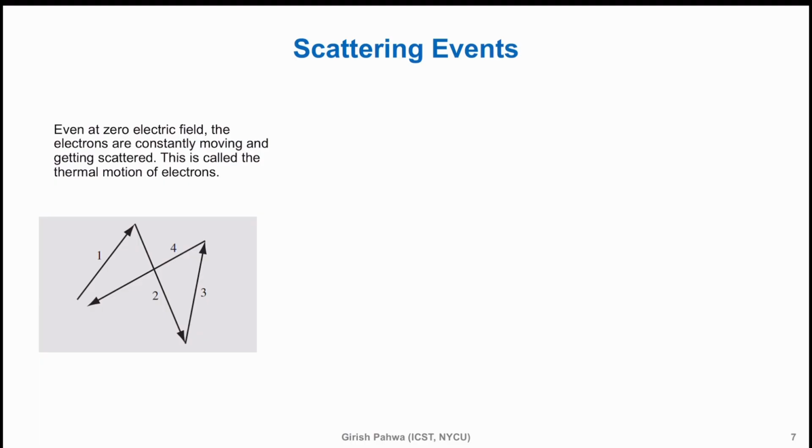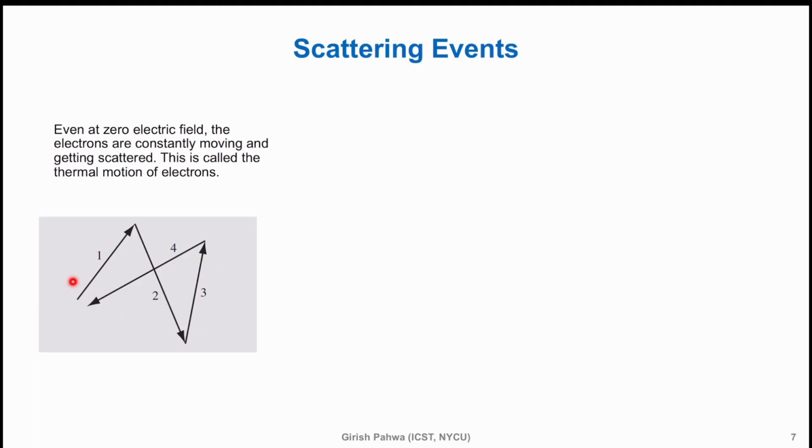Now even when my electric field is zero, I told you that there can still be scattering because of the temperature. I don't have an electric field, but electrons can still move because of the thermal energy. They have this energy and they collide with the lattice, or you can say they scatter. So that's how it looks.